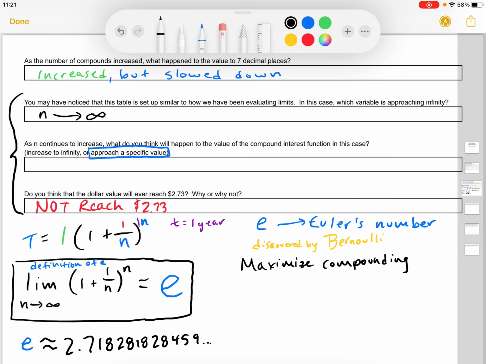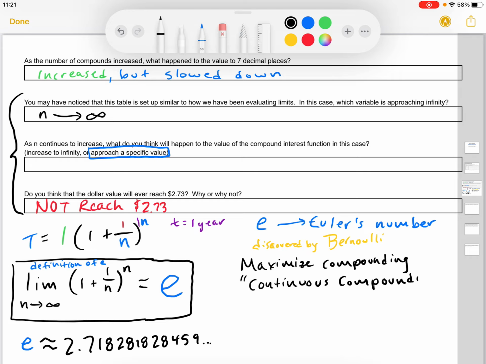And in order to maximize compounding, essentially what we are doing is not just compounding every certain amount of time, but compounding all the time, right? Infinitely many times over a certain period of time. Okay, so to maximize compounding, this is called continuous compounding.